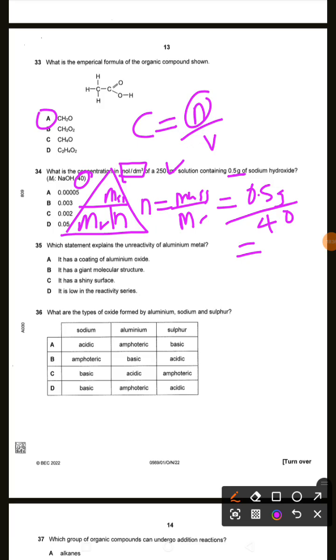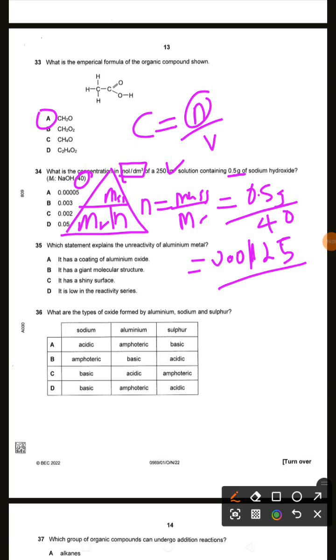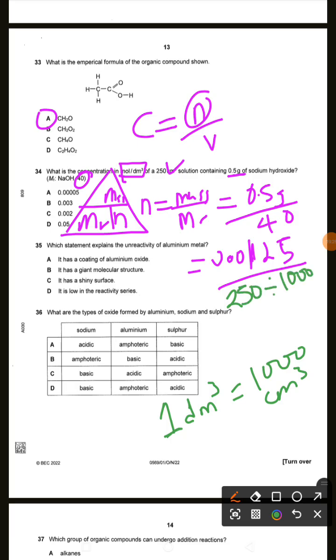Now 0.5 divided by 40 equals 0.0125. Okay, so those are our moles. Now we're going to take that number and divide it by our volume. Remember, our volume is in cubic centimeters, so we'll have to convert it to cubic decimeters. We know that 1 cubic decimeter is equivalent to 1,000 cubic centimeters, so we just divide 250 by 1,000. You have a calculator, so you just do it in your calculator: 0.0125 divided by 250 over 1,000.